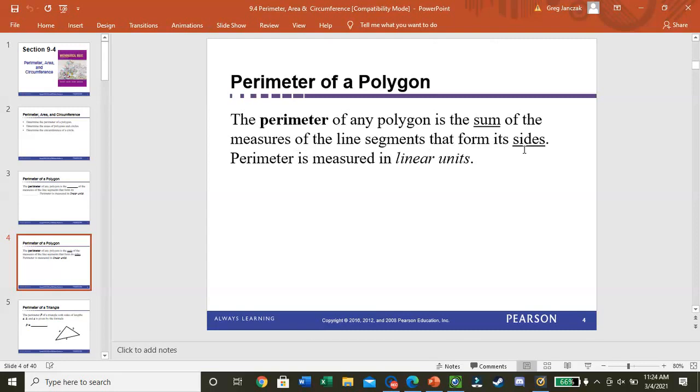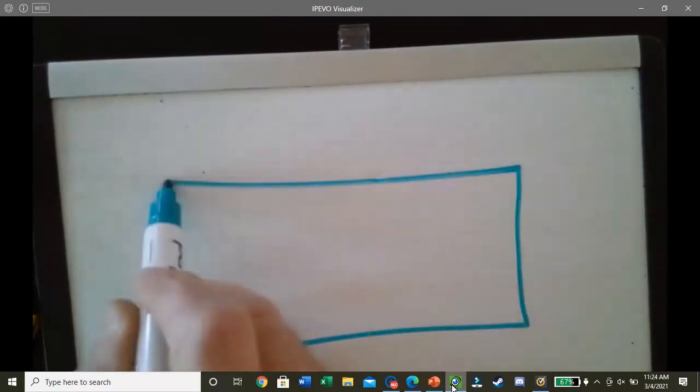that form its sides. So I like to equate the perimeter to a yard, like a backyard. So if we're looking at, here's our board, our backyard.